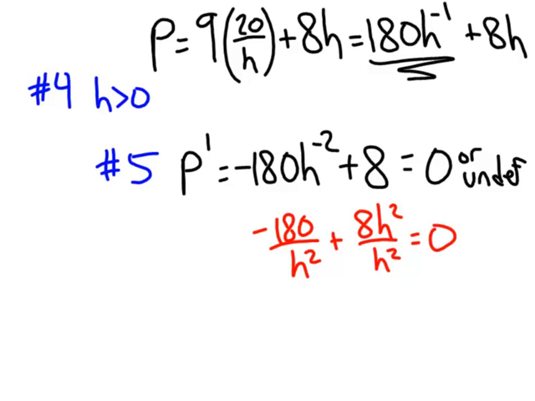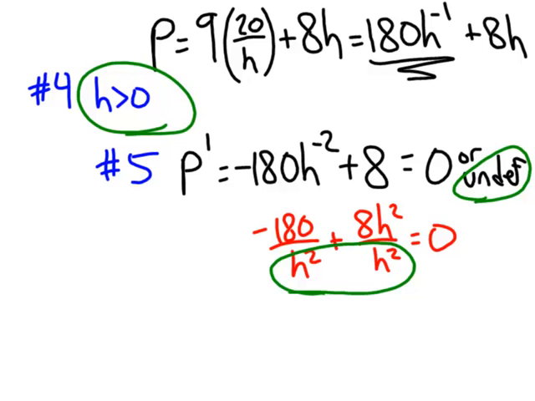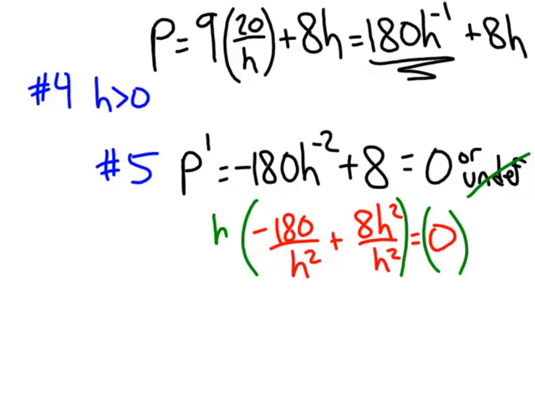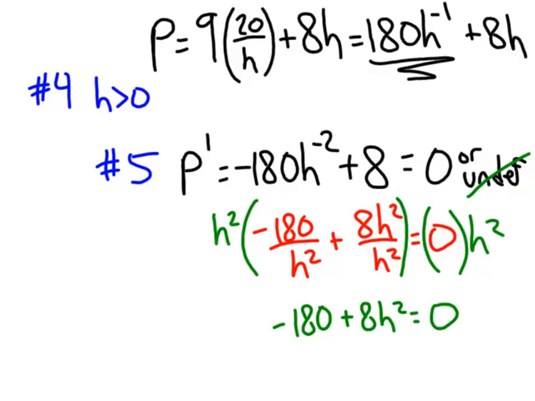And just as I was saying, undefined is only going to occur when H is equal to 0, which we said is not within the feasible domain. Doesn't make sense for H to be 0. So we acknowledge the undefined, but then cross it out. Might as well at this point multiply both sides by H squared just to handle that denominator. And that will give us negative 180 plus 8H squared equals 0. And that is going to give us H squared equals, let's say, 90 over 4.